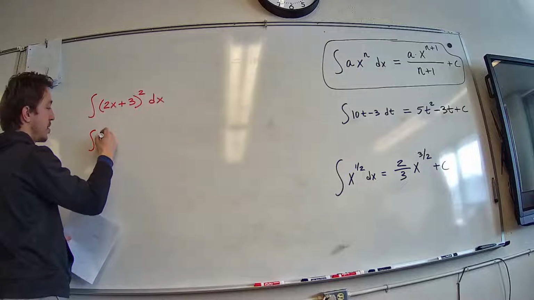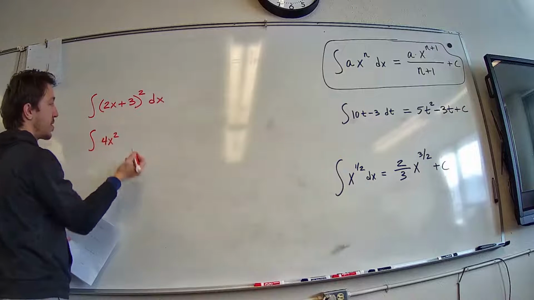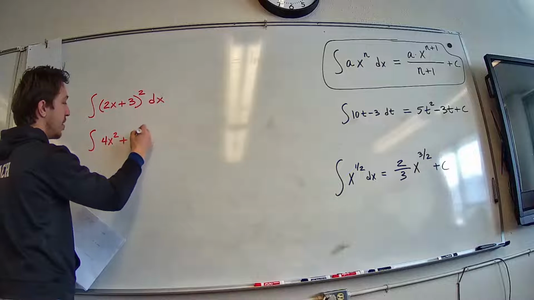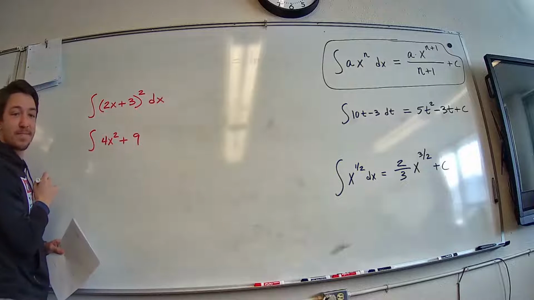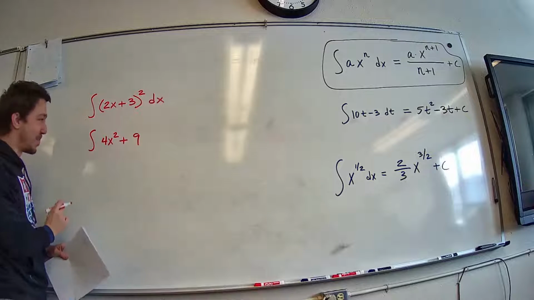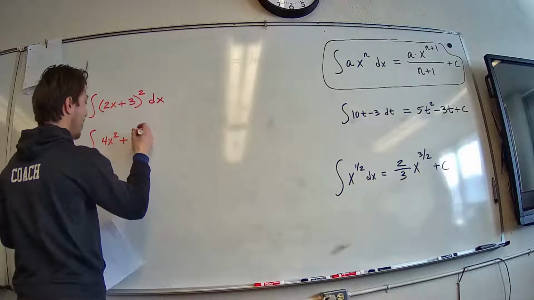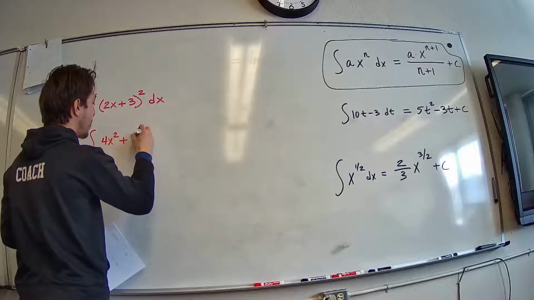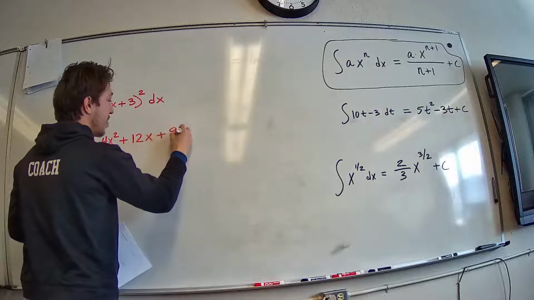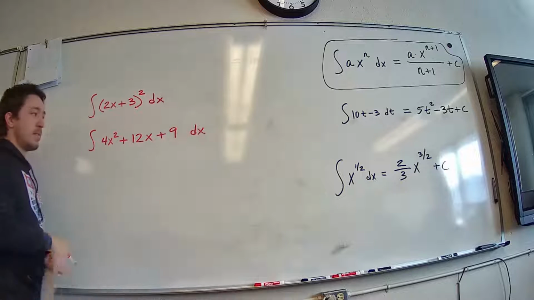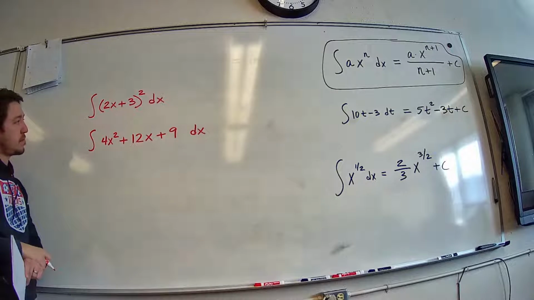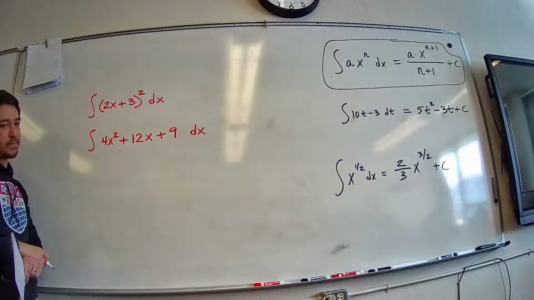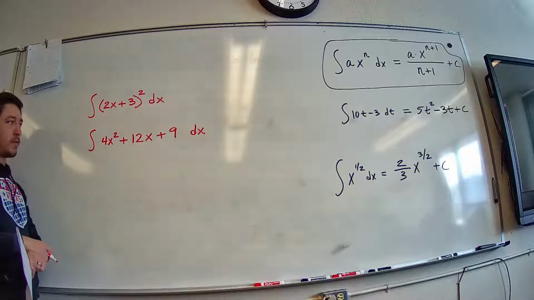So let's square this. So 4x squared. That's it, right, guys? Right? Just kidding. Super funny joke. All right. We all okay with that? Yeah. We square the binomial.